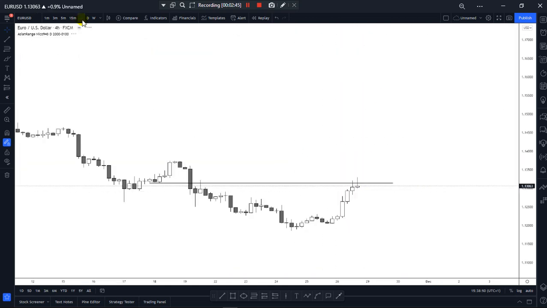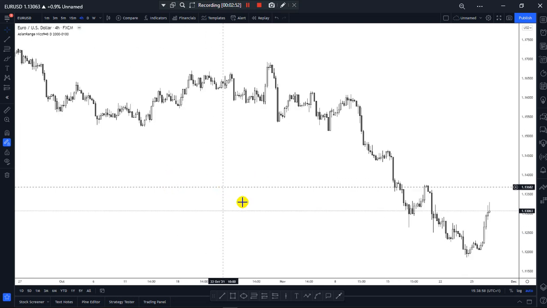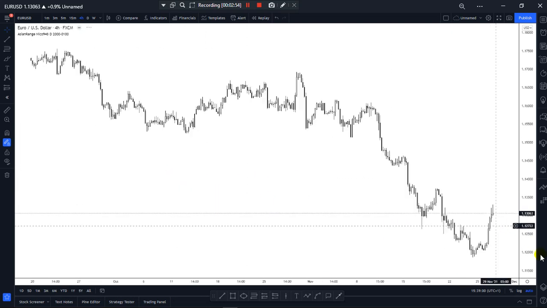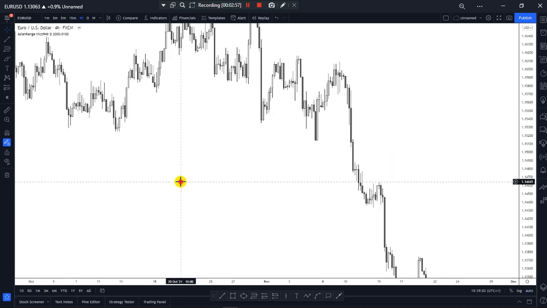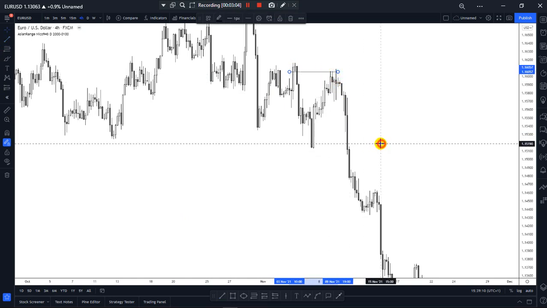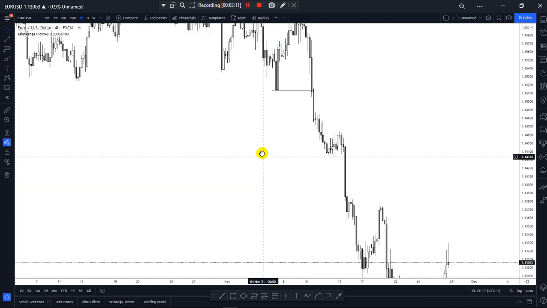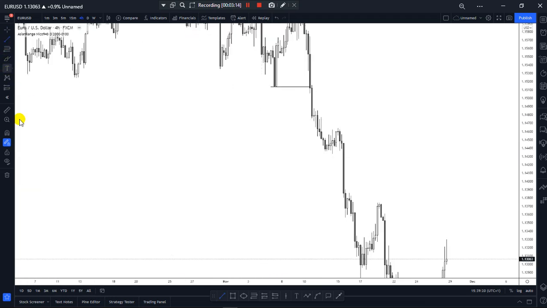So the 4 hours is where the main daily is done. Let me remove this. So actually, how I mark my supply and demand or order block is because I check the ones that are not mitigated yet. Like this is already mitigated. Price broke the structure, keep going down. This area is still the way it is, unmitigated.